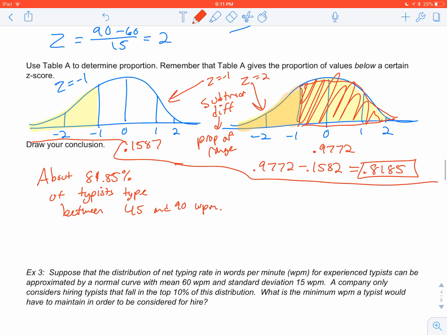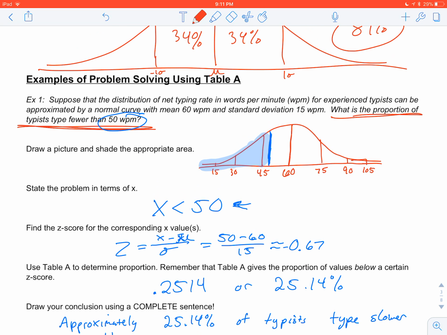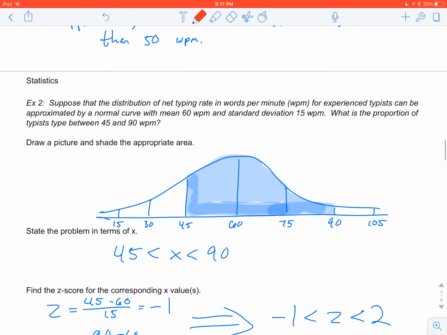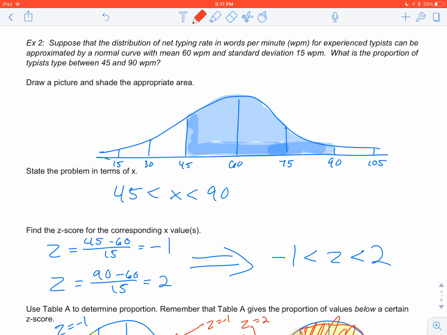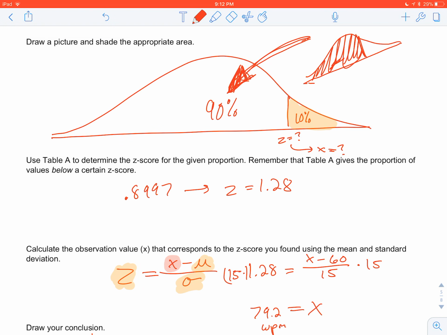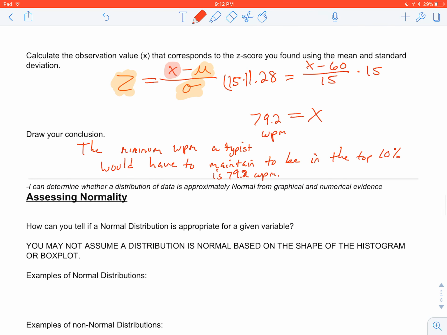So, within these three examples, we did one of each type, you could say. The first one was the most basic one, most likely. It's just a simple area to the left of a curve. Find your x value, convert it to z, go to the table, find your proportion, and then answer with a sentence. The second example, we talked about how it's in between two z values. You had to subtract those proportions. The last one, you had to work backwards. You had to use the percentage to go to a proportion, to then find a z-score, then find a raw score, and then you answer with a sentence.